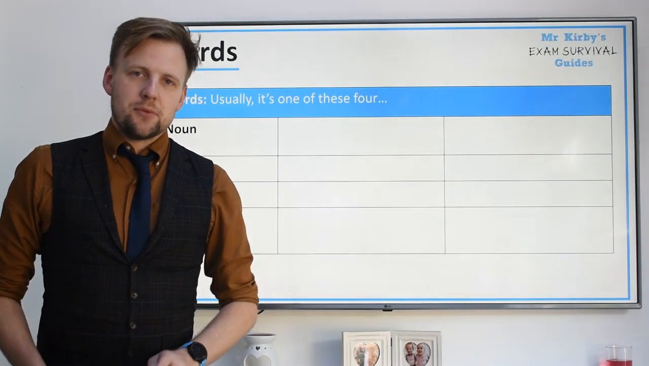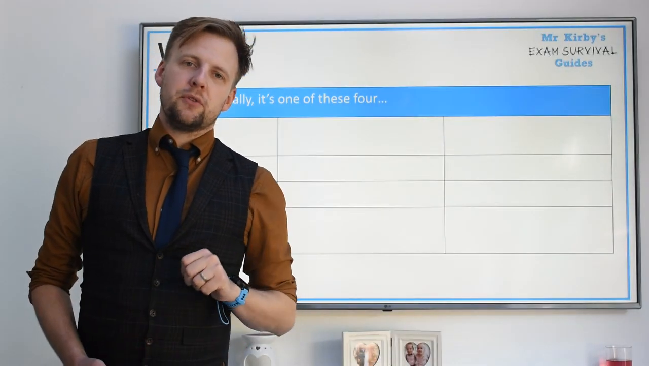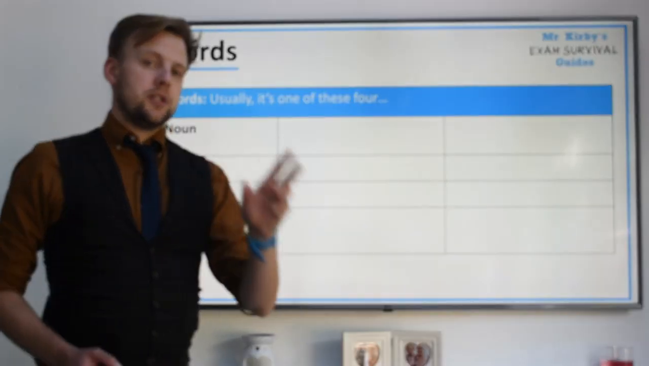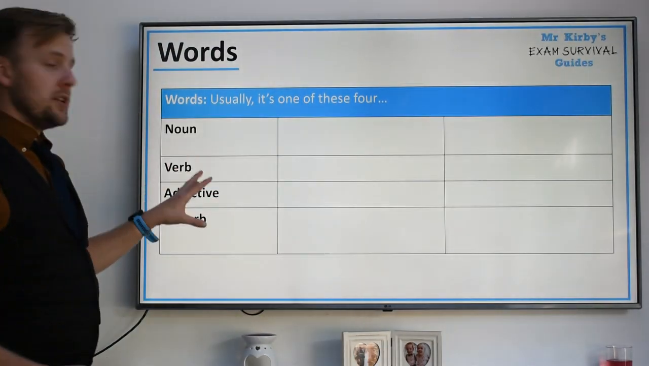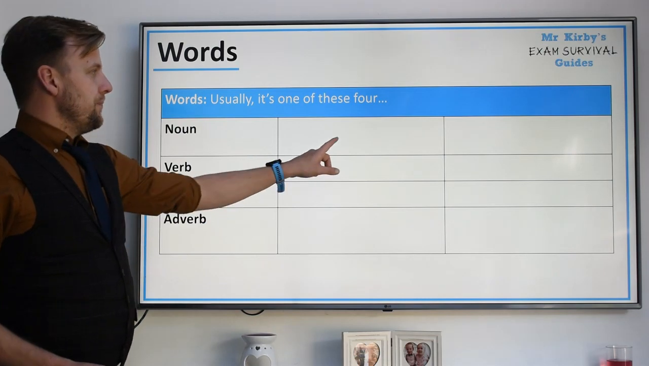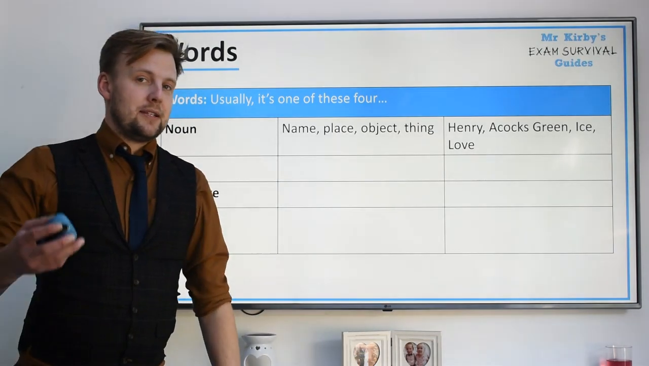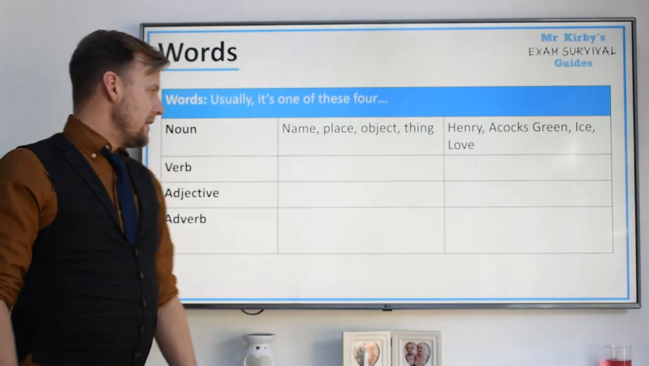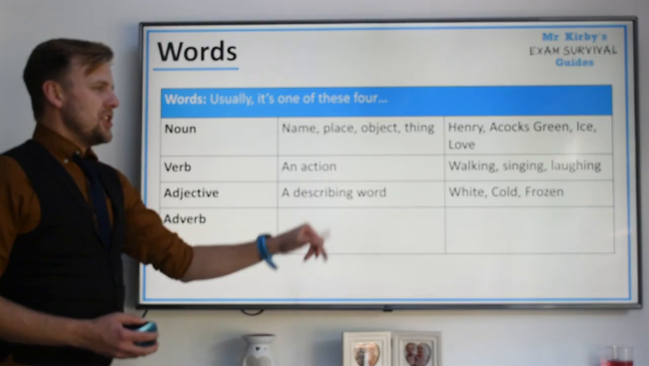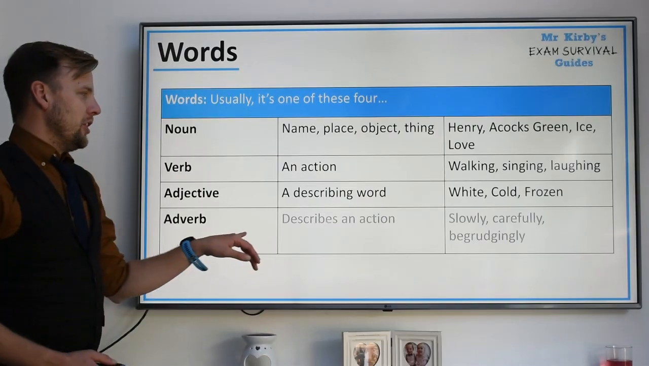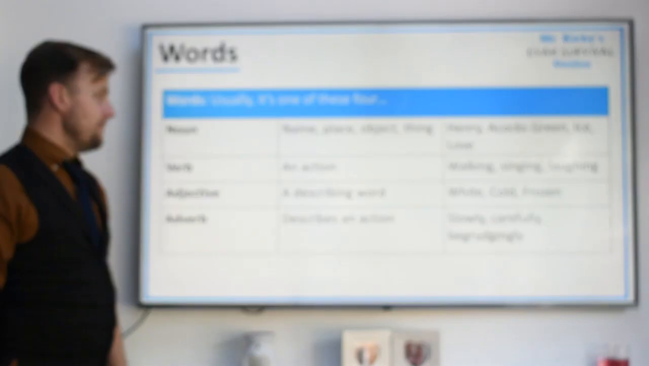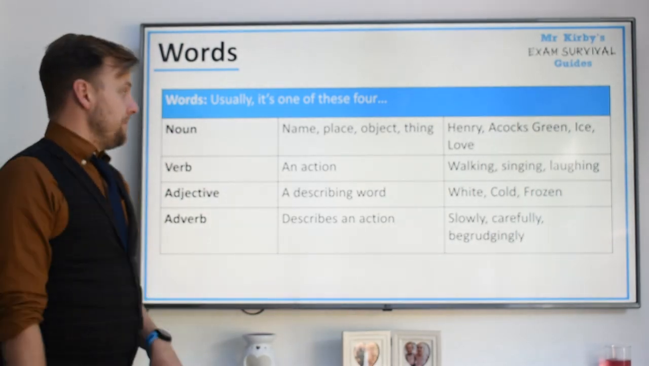There are billions of different types of words. Most of the time, you're going to be coming down to these four, okay? If you're going to look at a word that is worth talking about, these are the ones you're probably going to be leaning towards. You're either going to be talking about nouns. So nouns are names of places, things or objects. Verbs are actions, walking, singing, laughing. An adjective is a describing word. And an adverb is any word that describes the verb, describes how something is done. Okay? Those are the four most common ones.